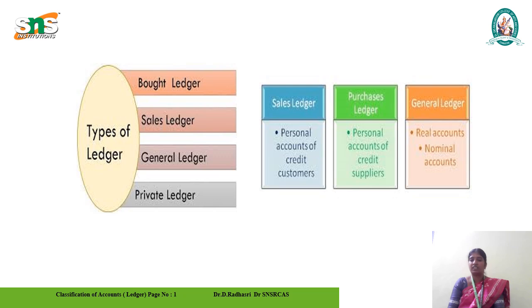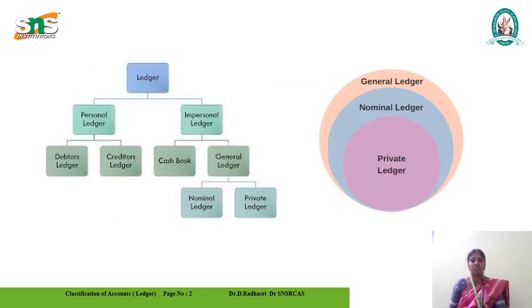In that way of categorizing, we have the general ledger. The general ledger is a real account, otherwise a nominal account. These are the normal things handled in the ledger, which can be put into categories. The types of ledger are the purchase ledger, sales ledger, general ledger, and private ledger. The sales ledger is handled by customers, the purchase ledger is handled by suppliers, and the general ledger is handled in two categories of accounts: real and nominal. These are the ledgers we prepare from the journal entries.